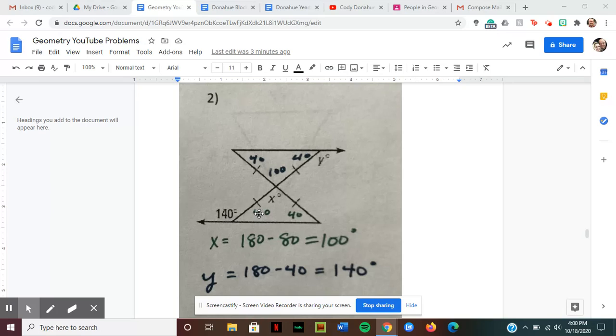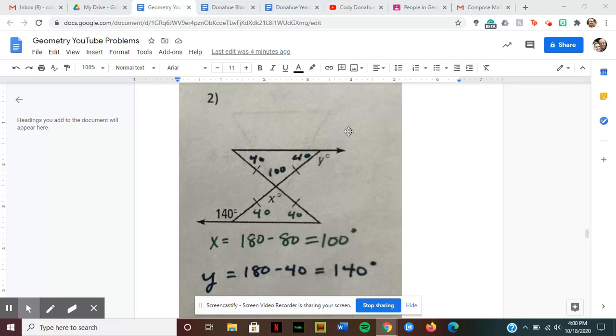Now I've got this angle and this angle, but I need to find this angle. I can use the triangle sum theorem, which states that the three angles in a triangle add up to 180. So I take 180 minus 40 plus 40, which makes 80, so I get 100. So x is going to equal 100 degrees. Now I need to figure out the measure of y.